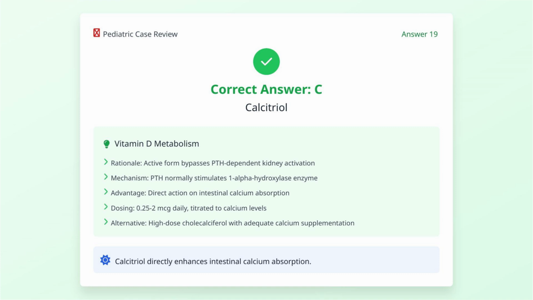The correct answer is C, calcitriol. The active vitamin D form bypasses parathyroid hormone-dependent kidney activation. Parathyroid hormone normally stimulates the 1-alpha-hydroxylase enzyme, converting vitamin D to its active form. Calcitriol directly enhances intestinal calcium absorption. Dose ranges from 0.25 to 2 micrograms daily, titrated to calcium levels.